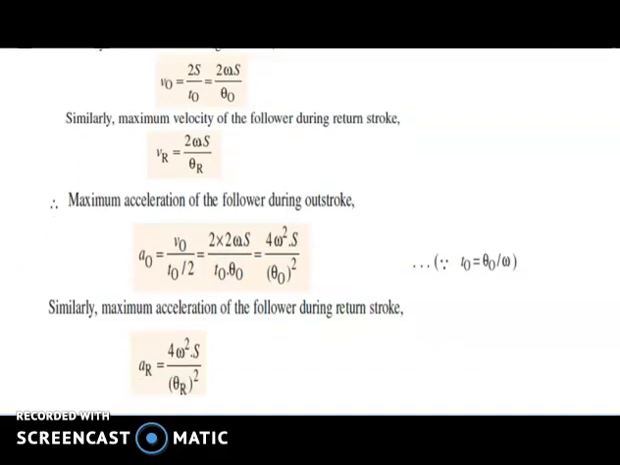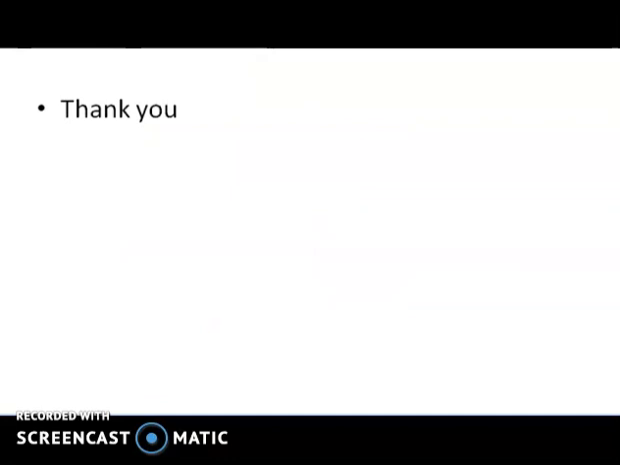The remaining 3 types of follower motion we will discuss in the next class.